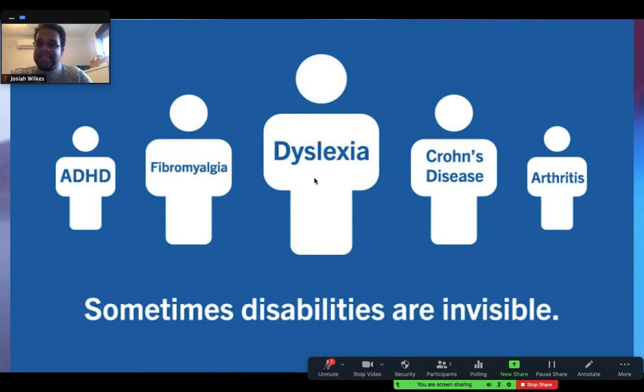Students with dyslexia can be so intelligent and have so much knowledge, but what they struggle with is decoding when they read. Another one is arthritis between the joints. You can't see it. Crohn's disease is with the stomach.